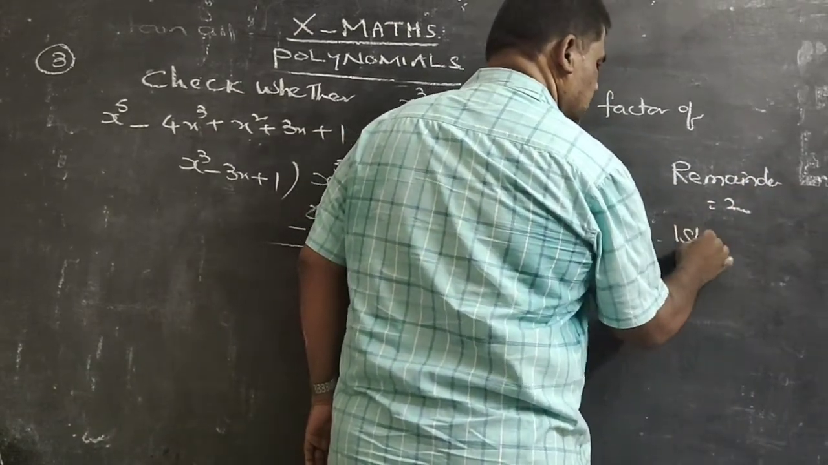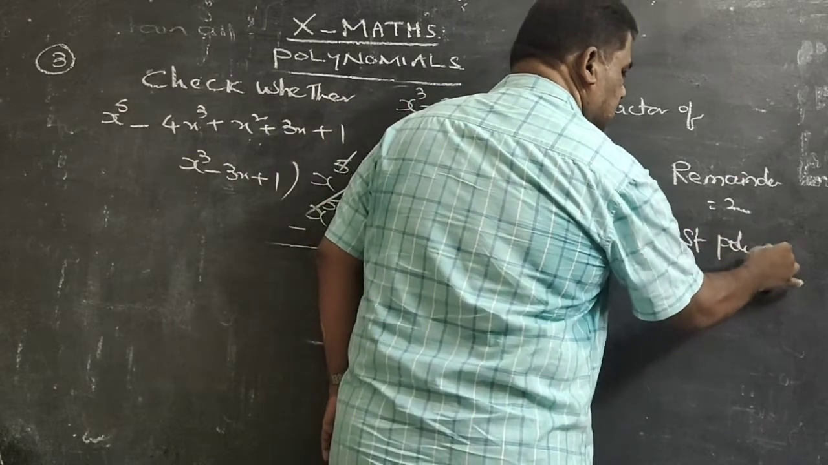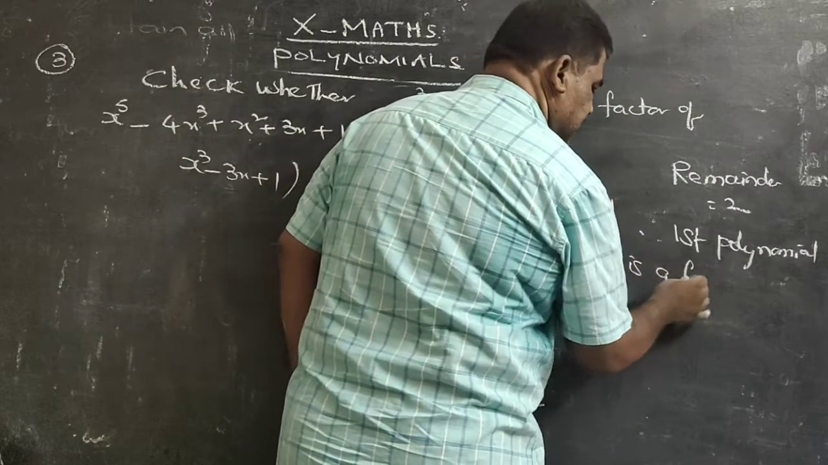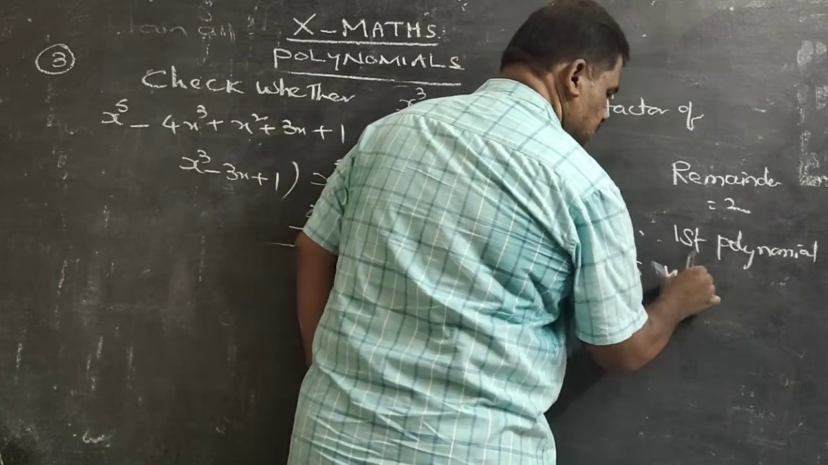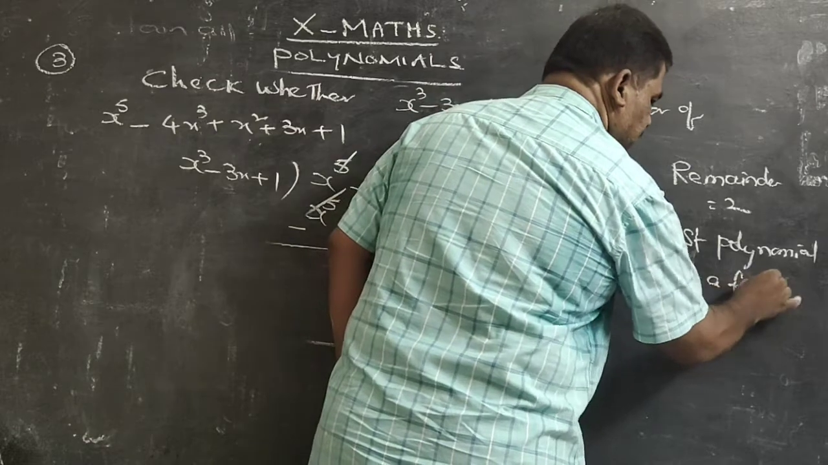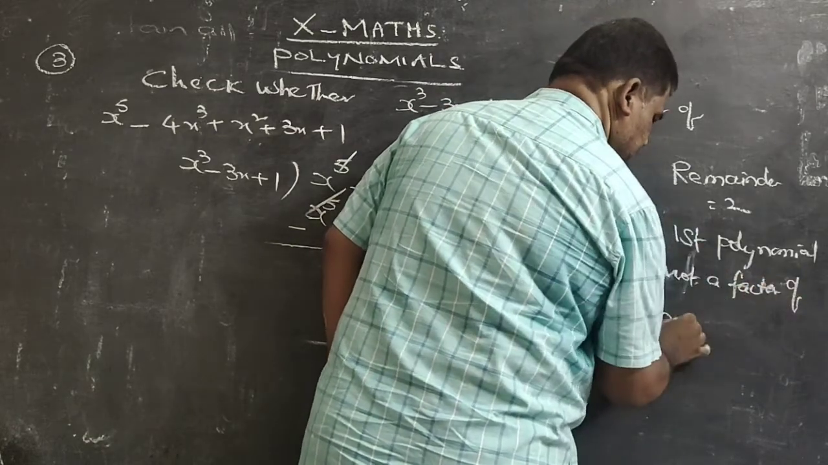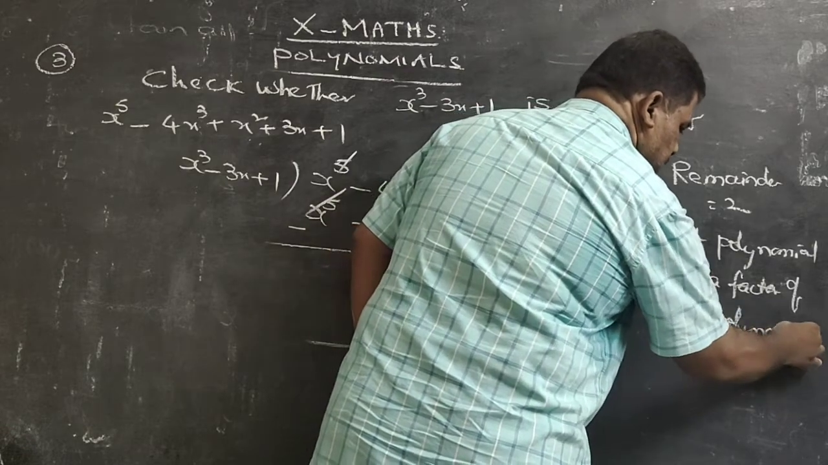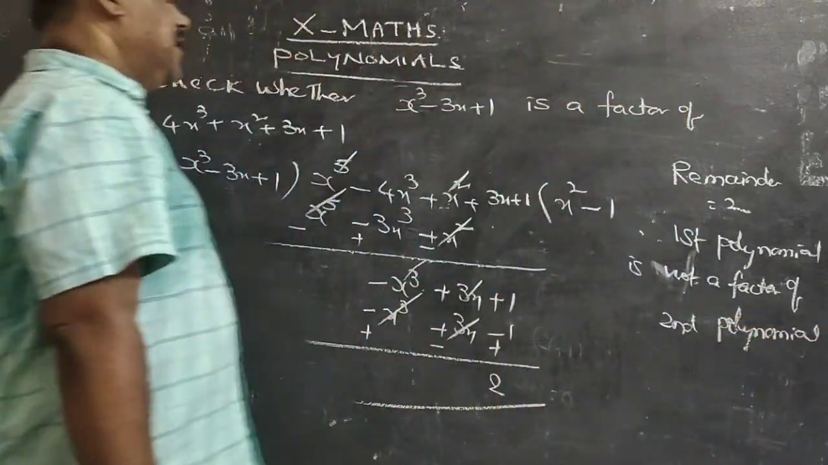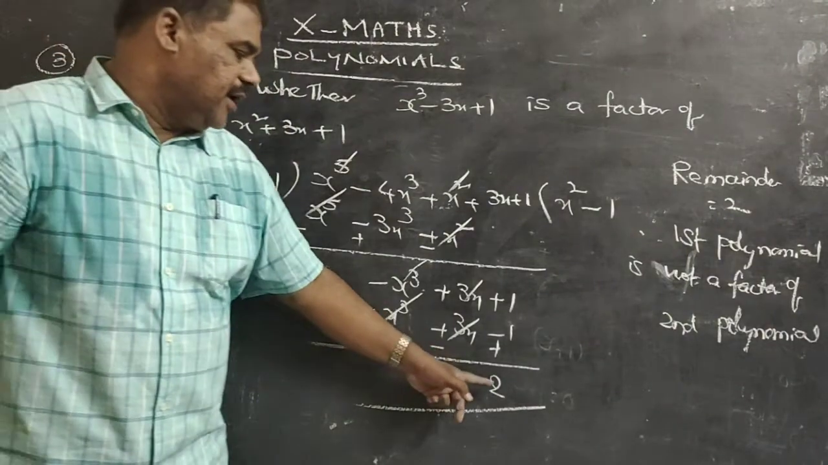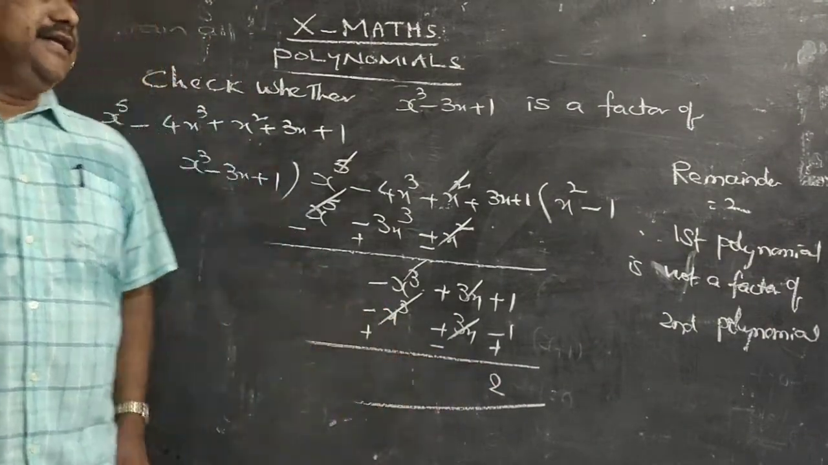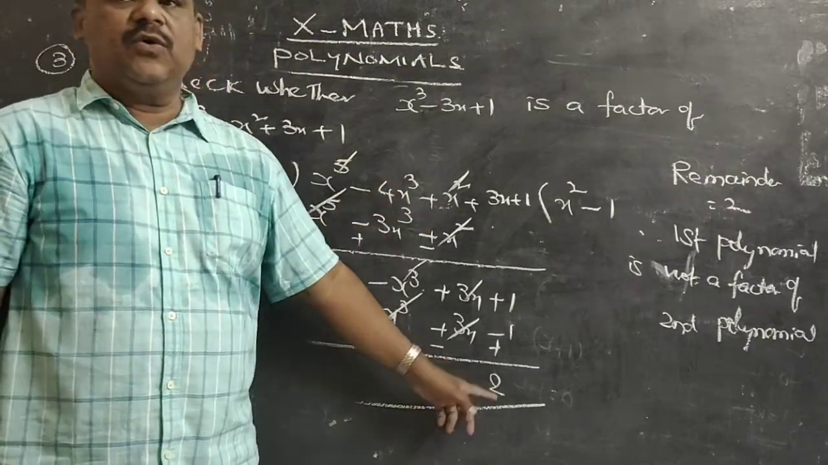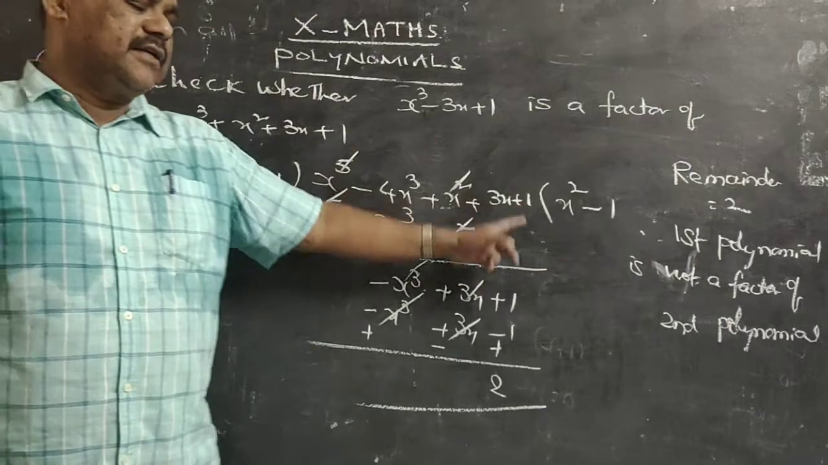Therefore, first polynomial is not a factor of second polynomial. So first here we got remainder other than 0. If you get 0 remainder, then it indicates that first one is a factor of second one. If you get other than 0, then first one is not a factor of second one.